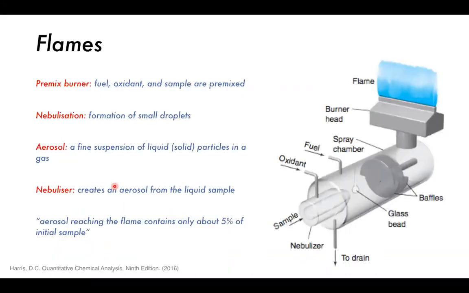So here is a schematic of a burner, a flame. What we have here is a sample and a nebulizer. The nebulizer creates an aerosol from the liquid sample. So the liquid sample passes through, and then it gets nebulized as it goes through. So it produces a kind of fine mist. And then the glass bead is there to gather up any large droplets. And so the aerosol, this fine suspension of liquid or solid particles in the gas, is mixed together with the oxidant and the fuel. And then it passes through here, and the glass bead condenses anything which is not an aerosol, so we don't get weird artifacts in the flame.